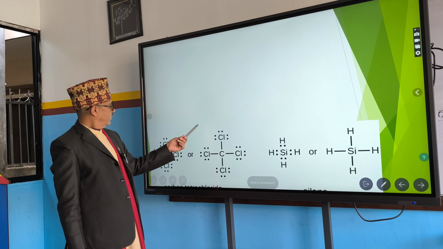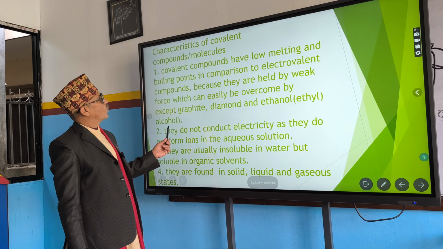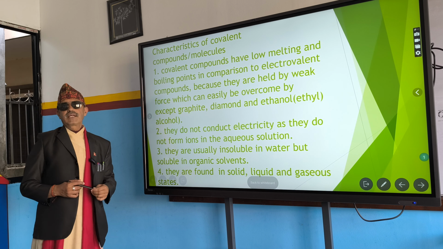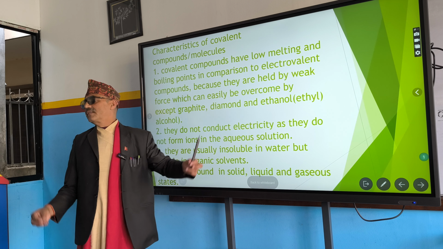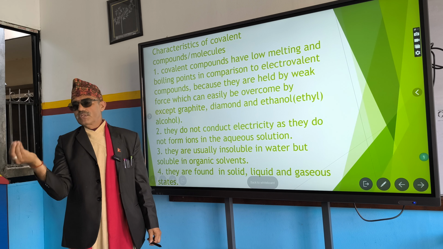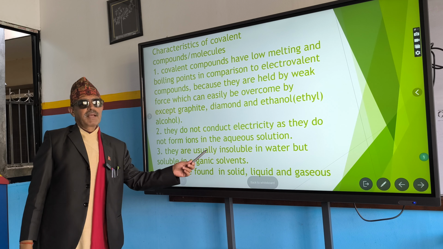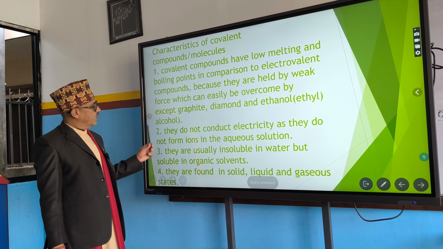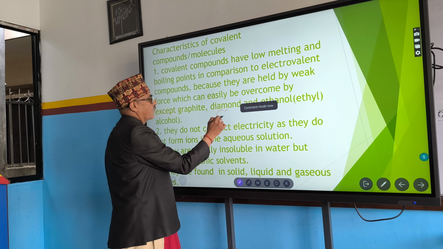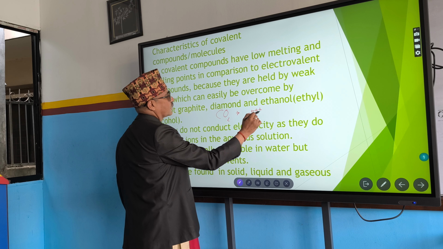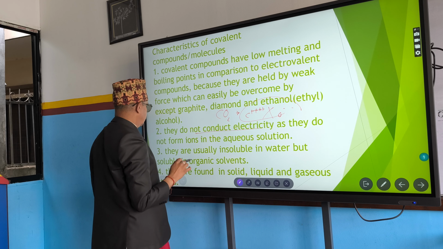Water is also a similar one. Now the last portion is here: characteristics of covalent compounds. What is the first one? They have low melting point and boiling point. They can be changed into liquid at very low temperature, and converted to gas at low temperature. They do not conduct electricity because they do not contain ions. In carbon dioxide, we cannot make C plus and O minus. No ions are here, so they do not conduct electricity.